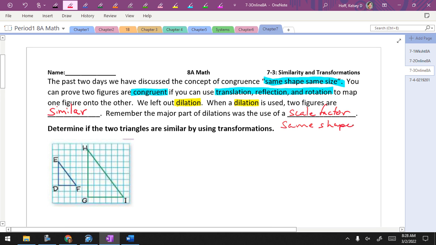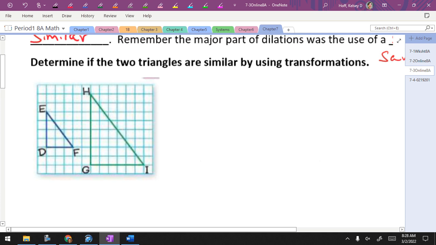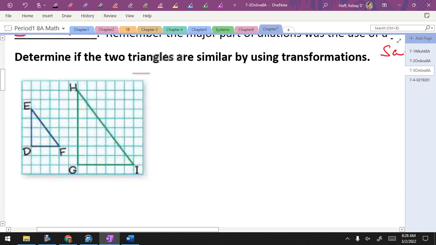So just like yesterday, they're going to give us some figures on a grid, and they're going to ask, determine if the two triangles are similar. First thing to check, are they both triangles with the same shape, but maybe just a different size? They're both right triangles. So now what we have to do is we have to determine their side lengths.